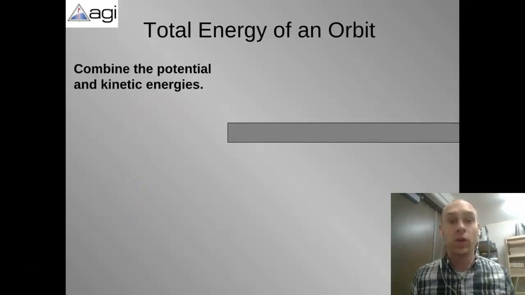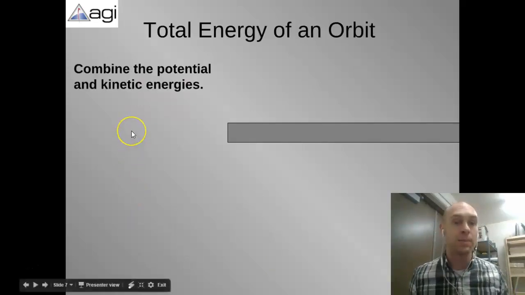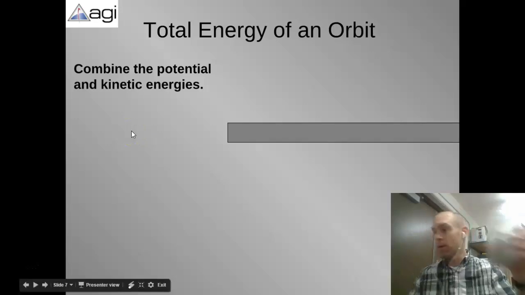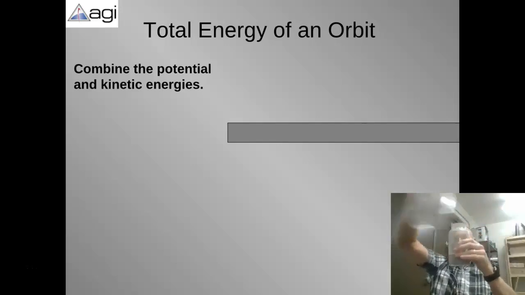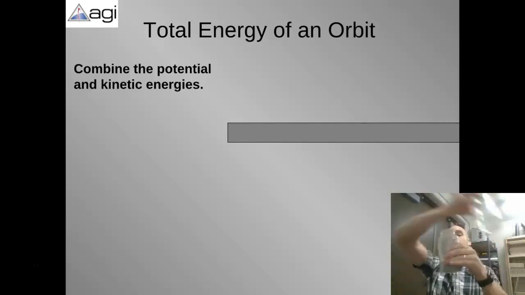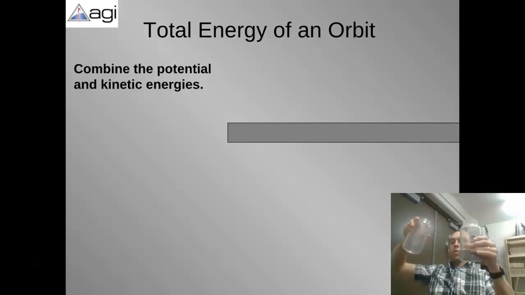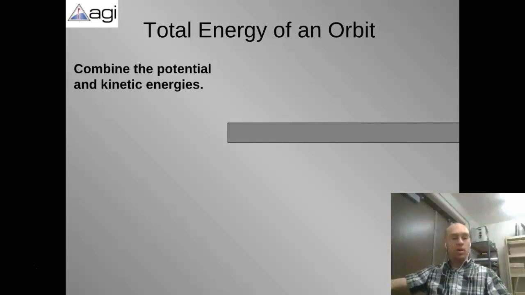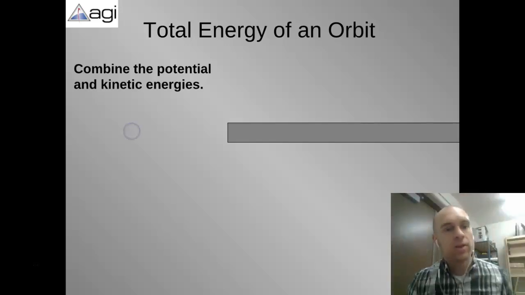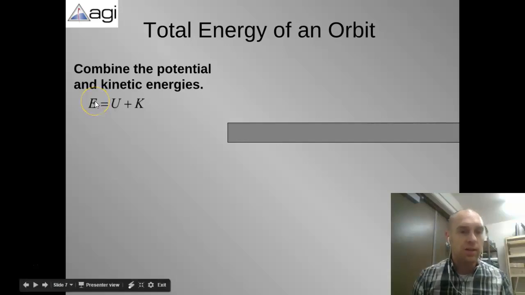So now we can look at the total energy of an orbit if we just combine the potential and kinetic energies. Remember, if a satellite is orbiting around the Earth, or any body for that matter, then it has potential energy because it's away from the Earth. It has a distance away from the Earth. If it's moving, it also has kinetic energy. So if we combine those, that's the total energy. E is what we call total energy. It is U plus K.